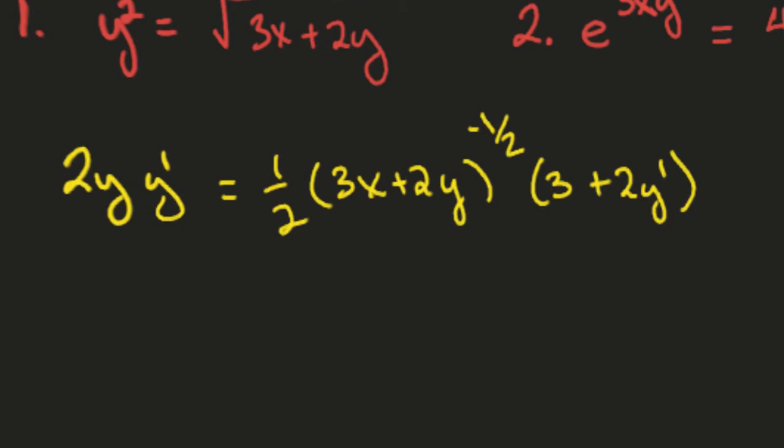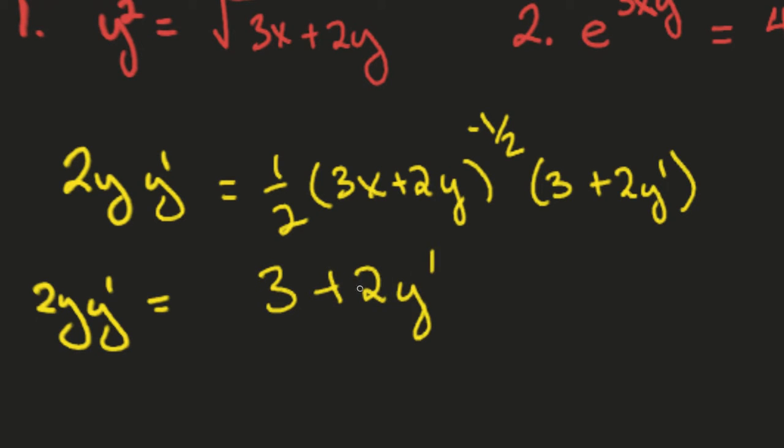Now it's just a matter of cleaning house a little bit. Let's rewrite this side for now. This negative exponent means come down to the denominator, so we have 3 plus 2y prime over the 2 goes in the denominator because it's 1 over 2 times 3x plus 2y to the half.